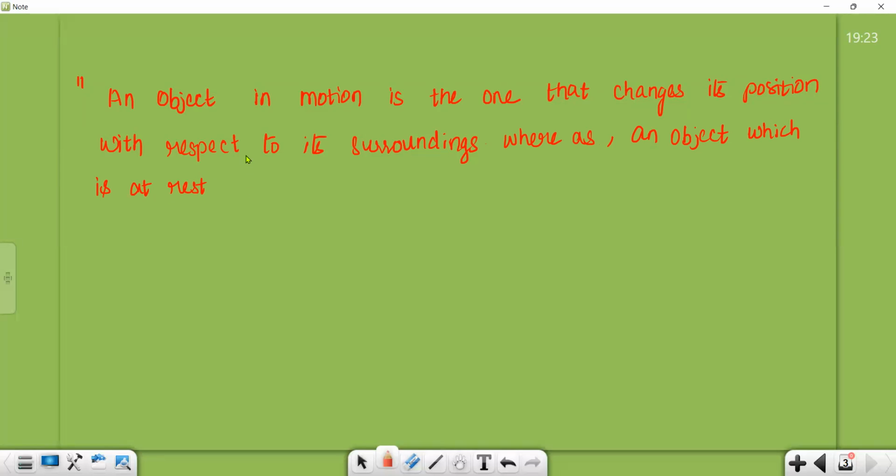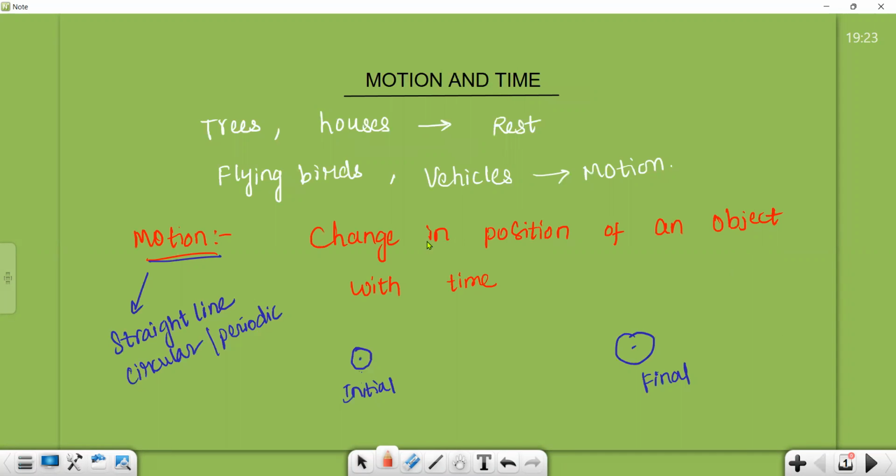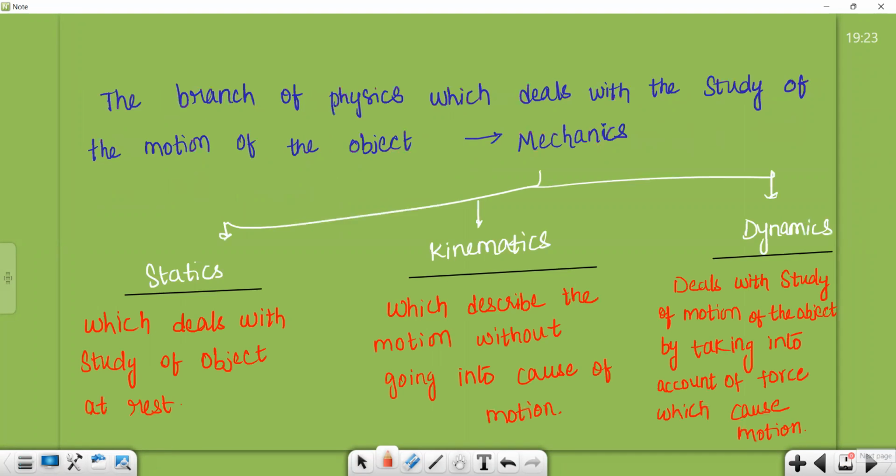So motion means changing its position, students. Initially it is at a certain position, and we are talking about a watermelon that is growing, not in motion. Is it changing its position? It is growing itself. Ma'am, it's becoming bigger. Yes, it is becoming bigger, but it will stay at its position, right? Yes, ma'am. See the definition once: change in position of an object with time.